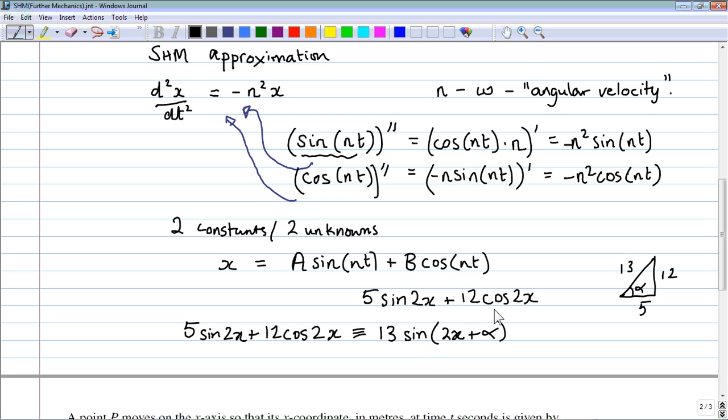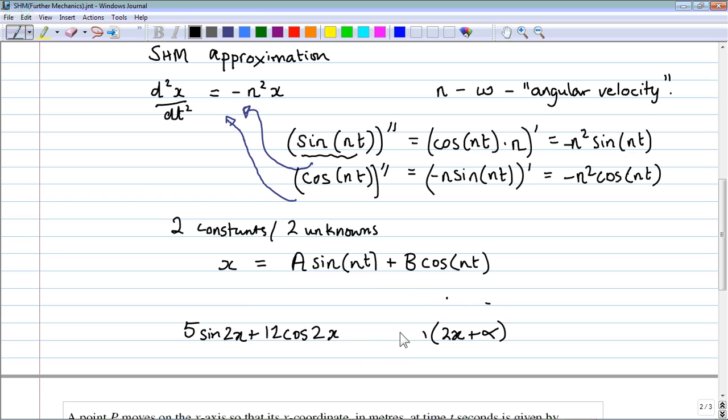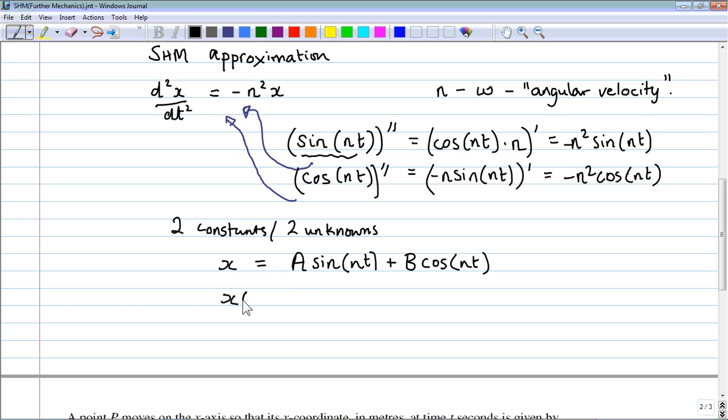So I hope you remember that trick for rewriting a combination of sine and cosine as a single trigonometric function. And I hope you also remember that it can be done in more than one way. You can rewrite it as a cosine or a sine. So in fact, in general, we can write this x, remember x is a function of t here, as A times a cosine, it could be a sine, but I'll use a cosine, nt, it needs to be the same multiple as here, plus another angle, epsilon.